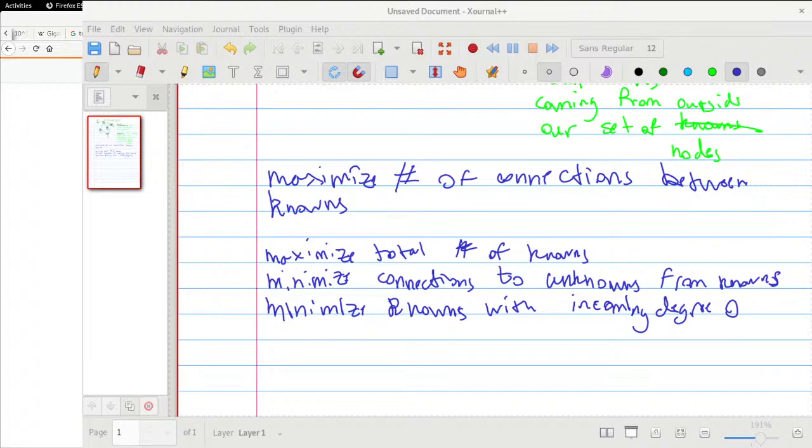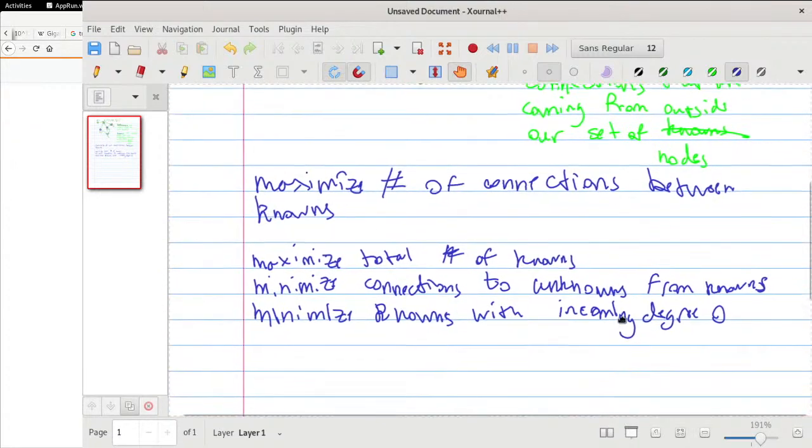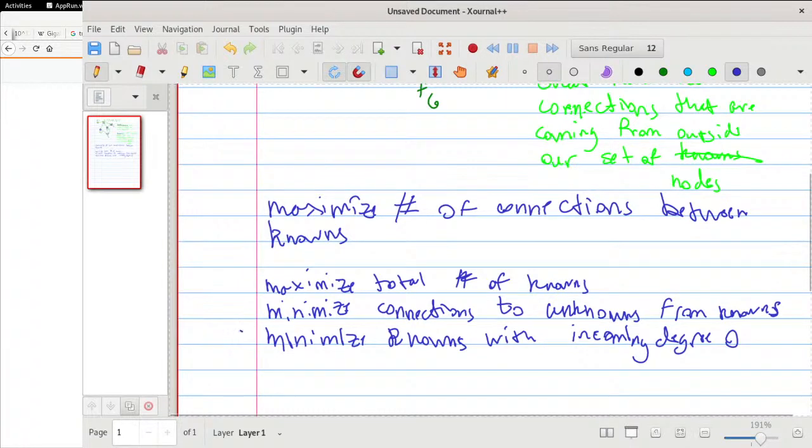So with these in mind, I actually think that these two things, I think that this and this are the two most important things, right?